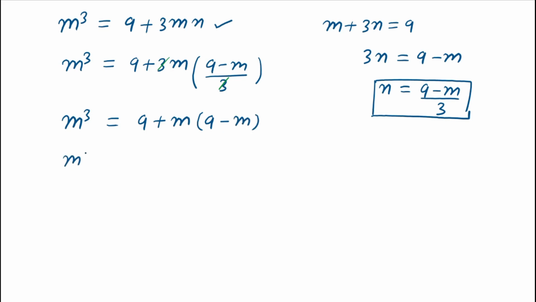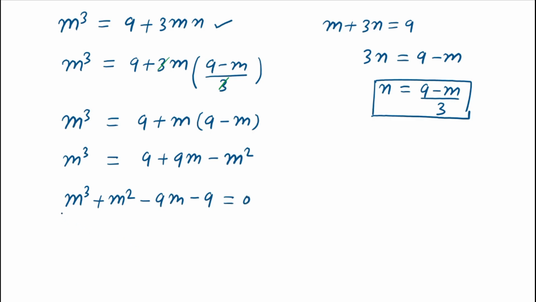Then m cube equals 9 plus m multiplied by (9 minus m), then you will get 9m minus, and this m multiplied by this m gives m square. Now if we take all the expressions to the left hand side, then m cube, this minus m square becomes plus m square, this 9m becomes minus 9m, and this 9 becomes minus 9, and this equals 0.